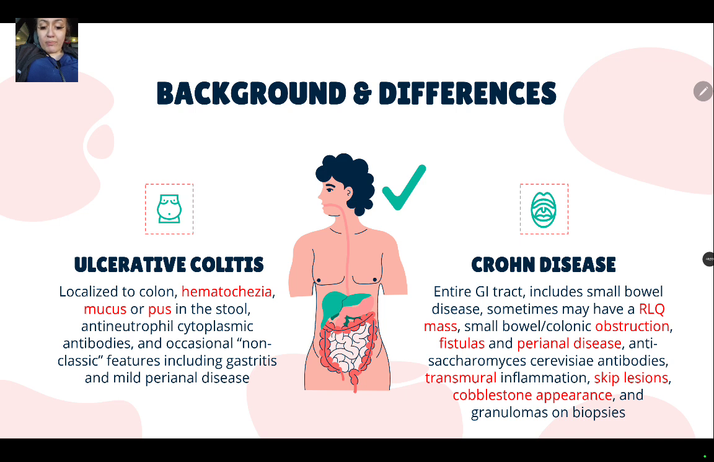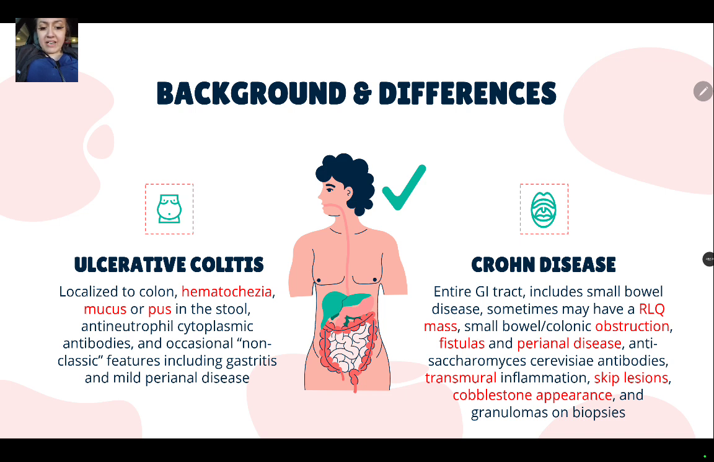Some things to note real quick before we really get into each of these are that some patients with ulcerative colitis can also have mild upper GI tract inflammation, just like some of these symptoms can be seen in the opposite disease. For example, hematochezia, or blood in the stool, can be found in both at times. It's just more common in one versus the other. So ulcerative colitis, again, is localized to the colon. Hematochezia is a little bit more common in this one, along with mucus or pus in the stool, anti-neutrophil cytoplasmic antibodies, and occasional non-classic features including gastritis and mild perianal disease.